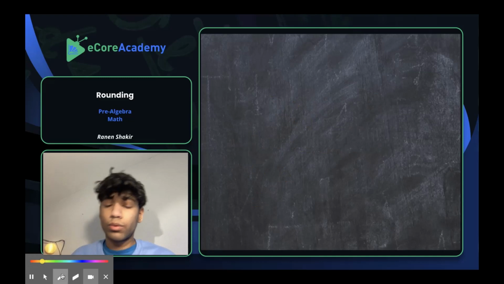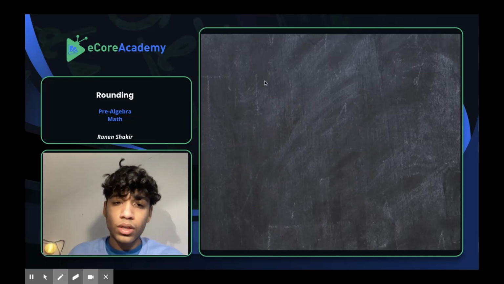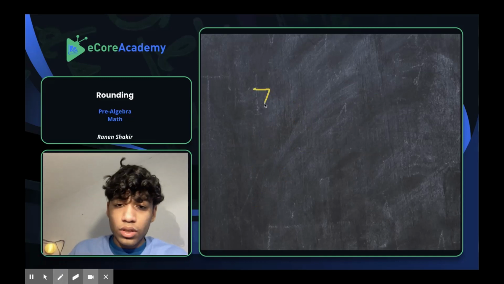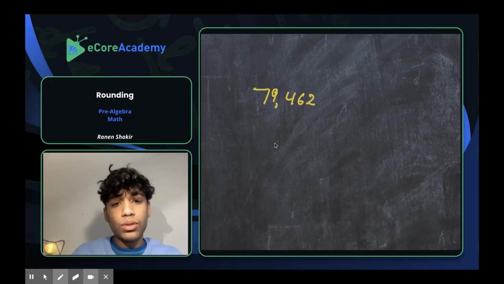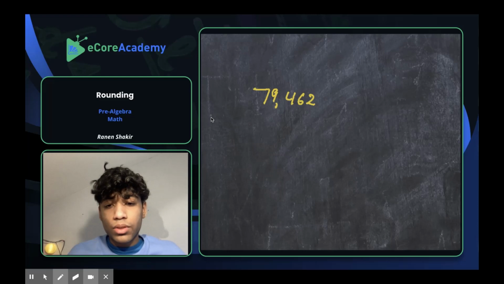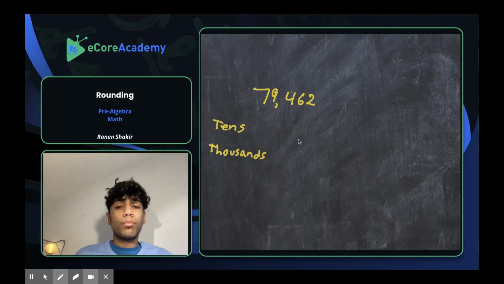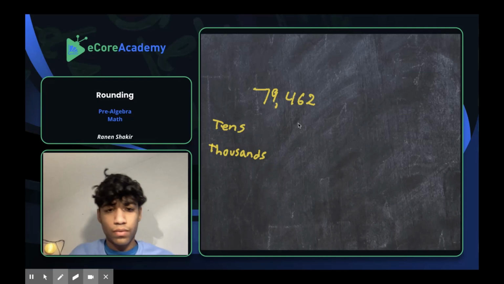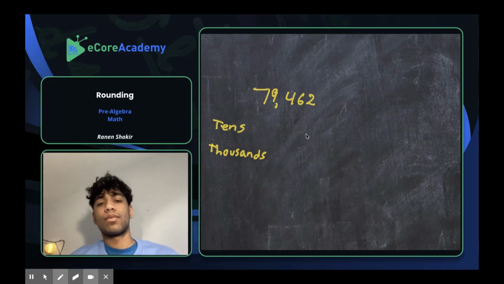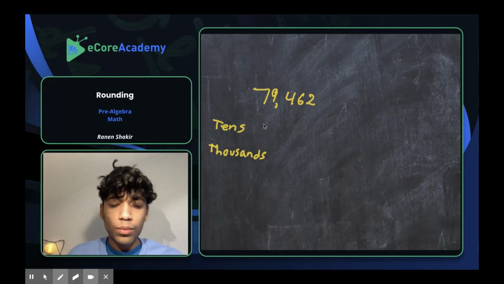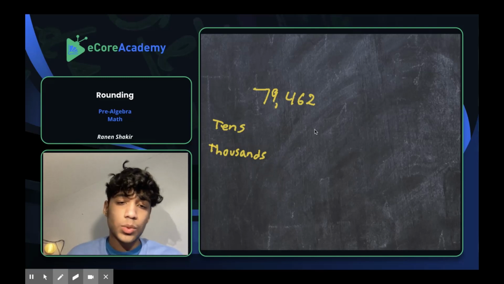Let's try a few more. Let's go a little bit bigger. Let's look at the number 79,462. And I want you to round this number to the tens and the thousands. So round to both places and let's see what we get. I'll give you a second to figure it out. All right, hopefully you paused the video and had a second to figure it out. Let's work it out together.